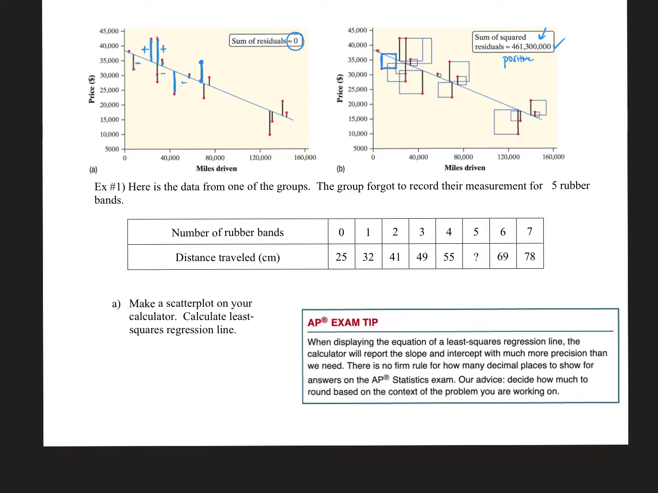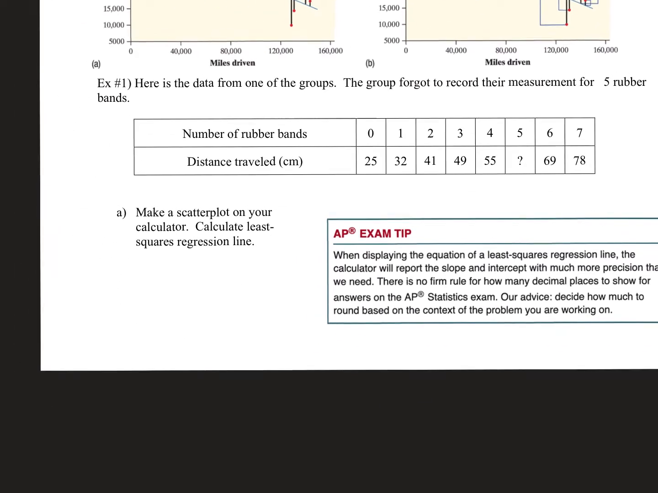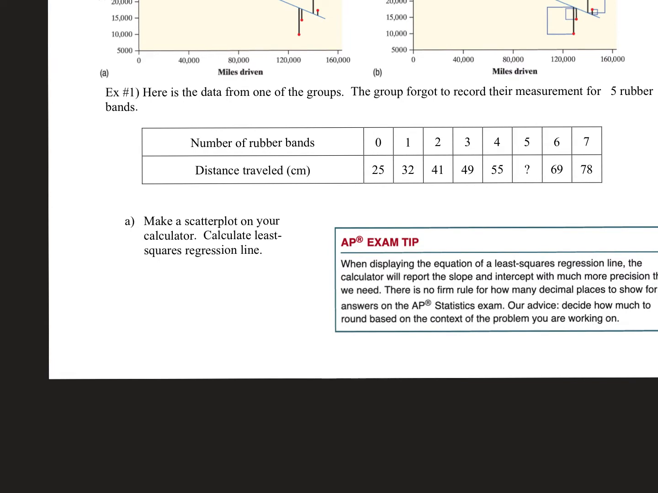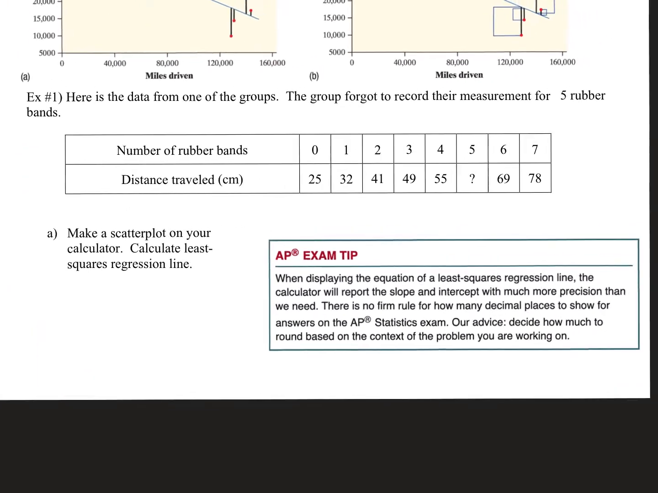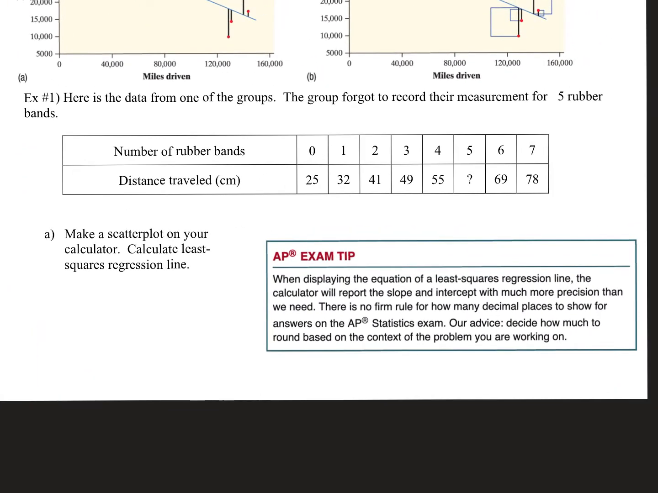Okay, so here we go. Here's the data from one of the groups, and the group forgot to record their measurements for 5 rubber bands. So we're going to make a scatter plot on our calculator, and we're going to calculate the least squares regression line. Okay, so go to your calculator and put in L1 and L2, and then leave off this point right here because we don't have it. And so you'll type in 0, 1, 2, 3, 4, 6, 7, and then 25, 32, so on to 78.